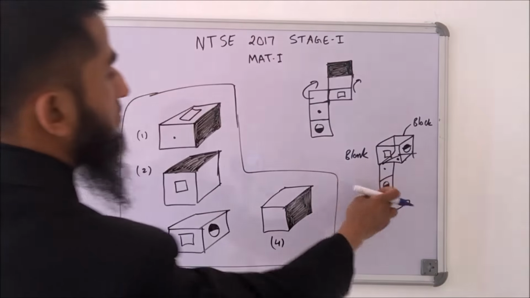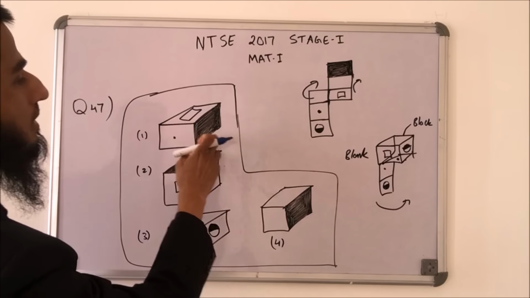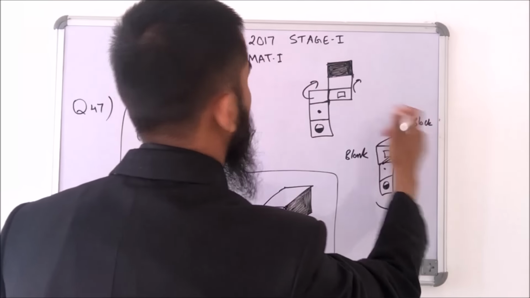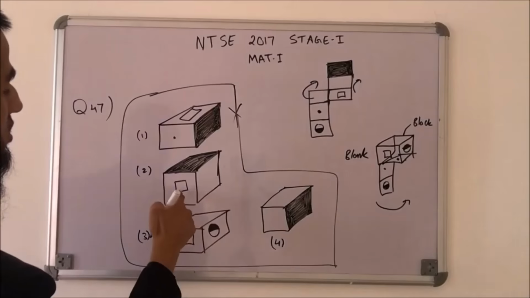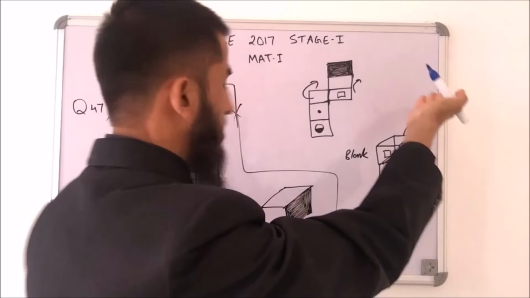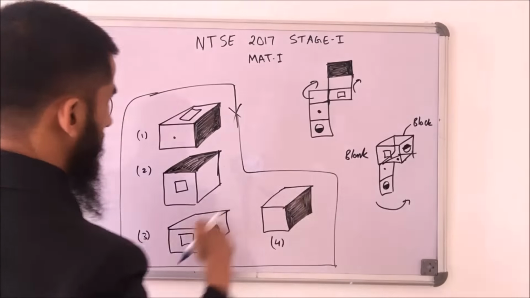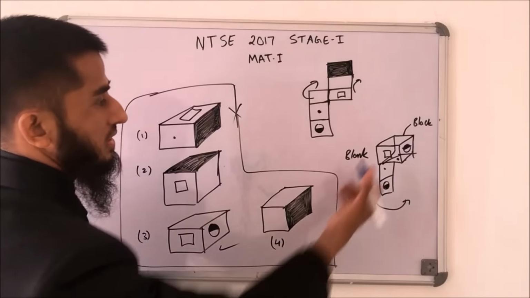So let's see which of these matches. We see here we have a square and then black, but we have square and the black on the opposite side. So this is cancelled. Again here square and the black adjacent, but here we have square and the black opposite. In this case we have square here, and this one exactly matches. So option 3 is the correct answer, exactly matching with it.